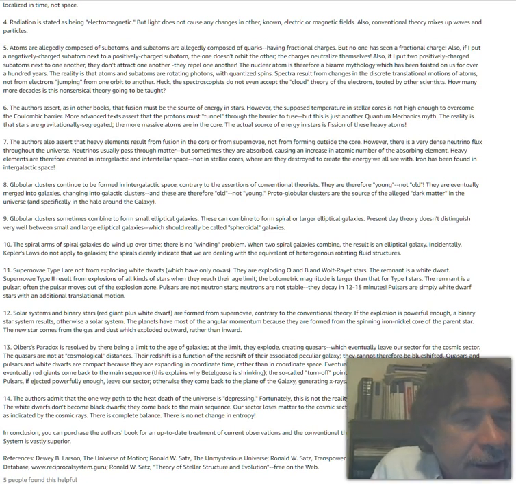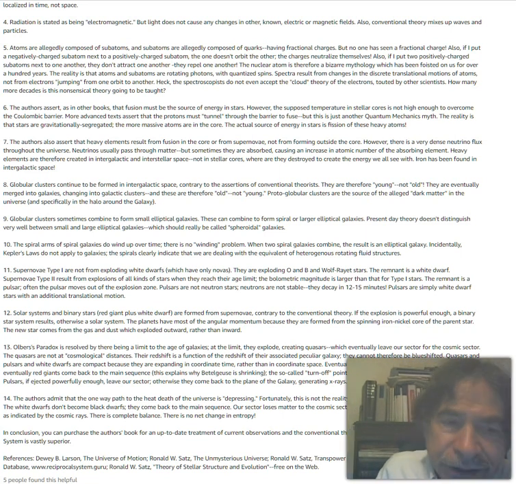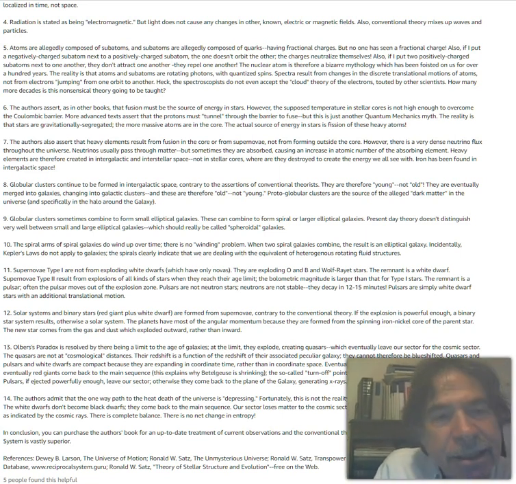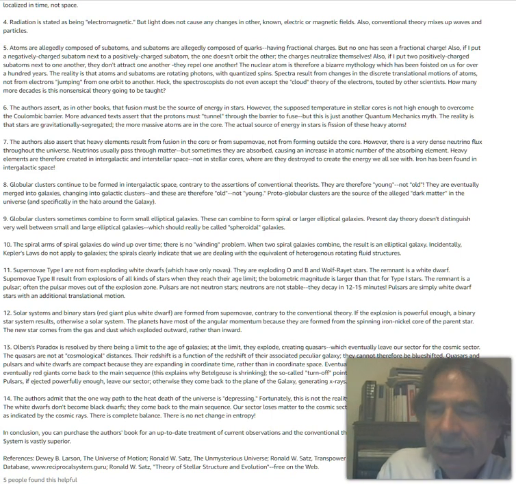Number 10. The spiral arms of spiral galaxies do wind up over time. There's no winding problem. When two spiral galaxies combine, the result is an elliptical galaxy. Incidentally, Kepler's laws do not apply to galaxies. The spirals clearly indicate that we are dealing with the equivalent of heterogeneous rotating fluid structures. And I might add here that that's similar to what you see in your toilet bowl when you flush.